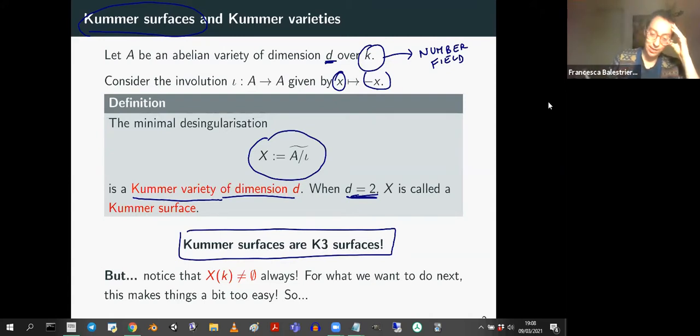Because we want, of course, to talk about K3 surfaces. But again, I'll also talk about this kind of generalization. So allow myself to let the dimension not be restricted to 2, but to be any dimension.